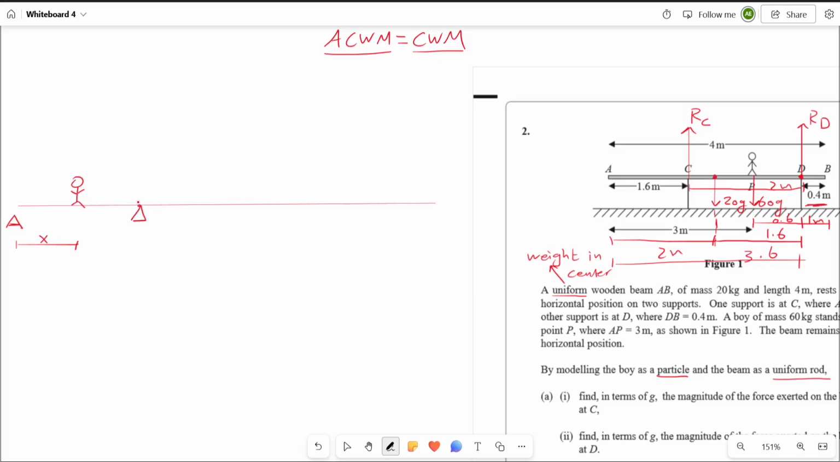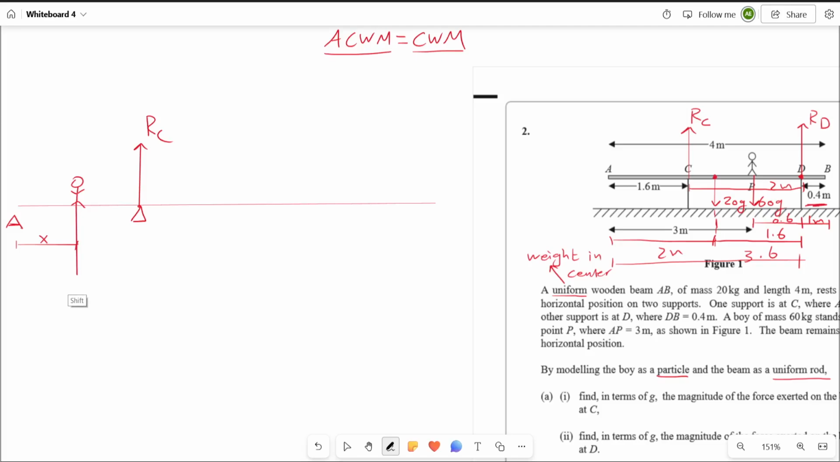Let me draw it this way. So this support at C is going to have a force RC. Now take care that whenever anything changes, the reaction forces always change. Don't use the same reaction forces from the first part. Okay, so we're going to have RC. Since it's the same boy, his weight probably didn't change. Hopefully he didn't gain or lose any weight while moving.